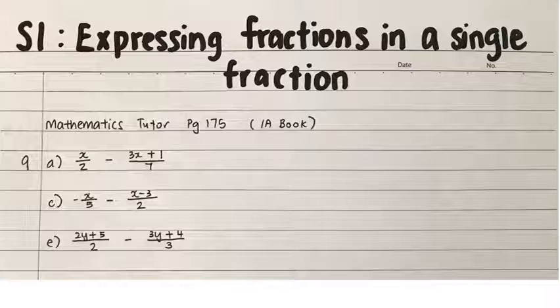So for question 9a, how would you combine two fractions into a single fraction? Now, if you look at the denominators, we have 2 and we have 7. To combine two fractions together, we always make sure that our denominators are common. So our common multiple will be 14. I multiply the first fraction by 7, and the second fraction, I multiply the whole thing by 2. And I will get 7x over 14 minus 2 times of 3x plus 1.